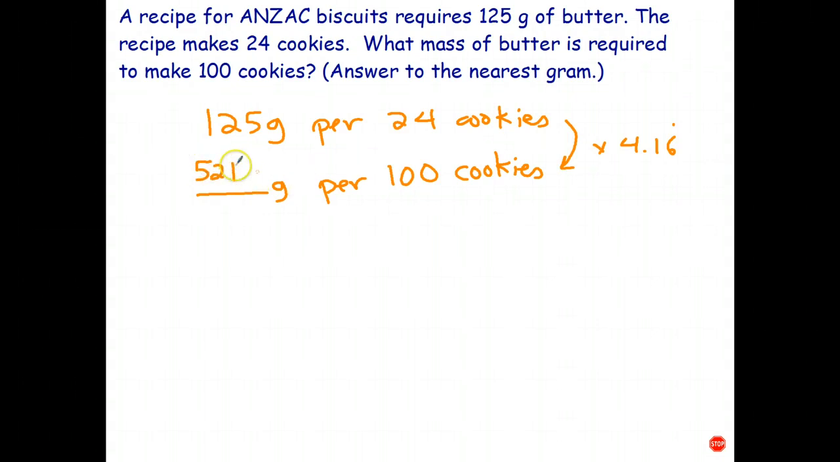In real life, of course, a normal cook would probably just make it 500 grams. Okay, so how much butter do we need? If we want to be really precise, 521 grams of butter. And that's it. We've now completed all of the videos on ratio and rate.